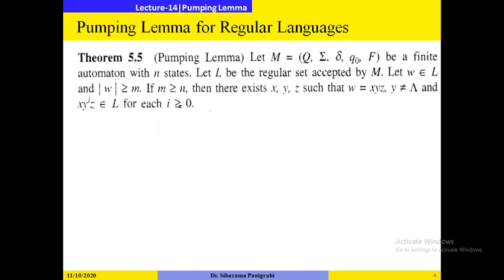So what is the lemma? Let M be a finite automaton. A finite automaton can be defined by 5 tuples: Q, the set of states, Σ, the input alphabet, δ, the transition function, q0, the initial state, and F, the set of final states. So let M be a finite automaton with n states. In this finite automaton, n number of states are there.